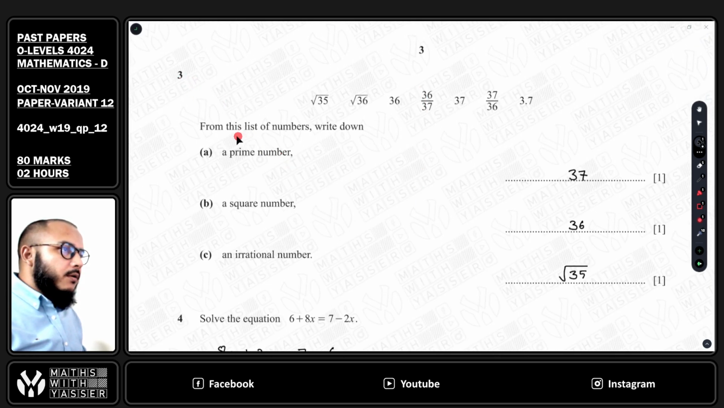Question number 3. From this list of numbers, write down a prime number. So 37 is a prime number. Then I have a square number.